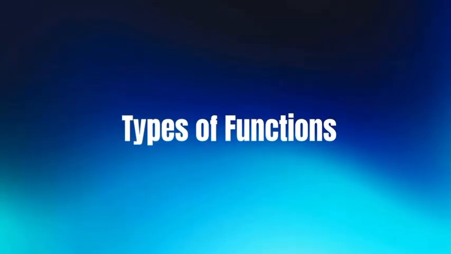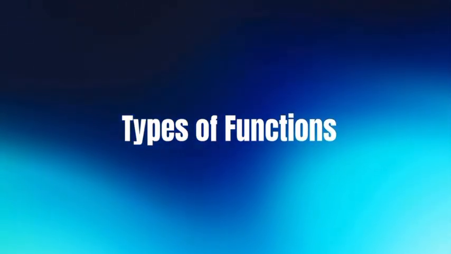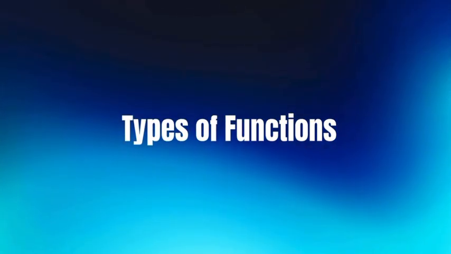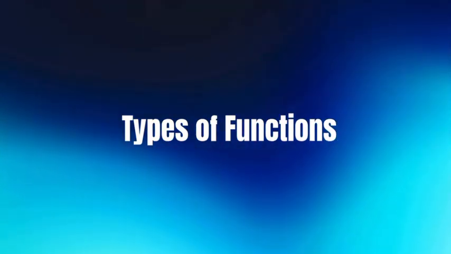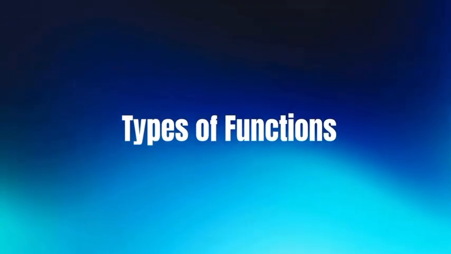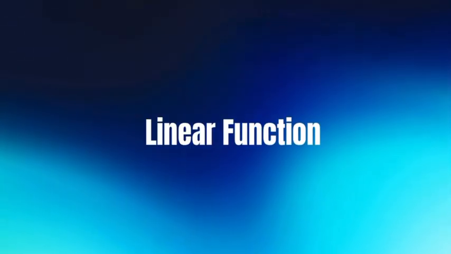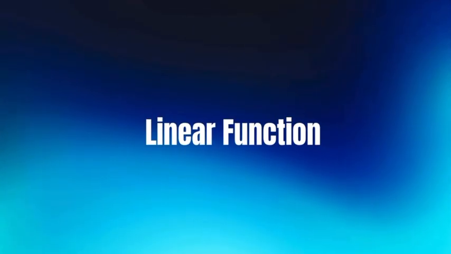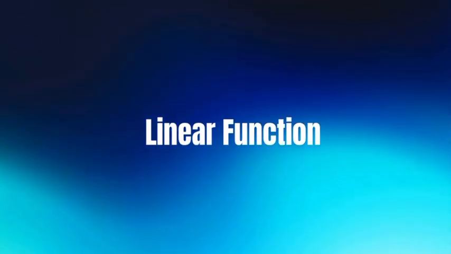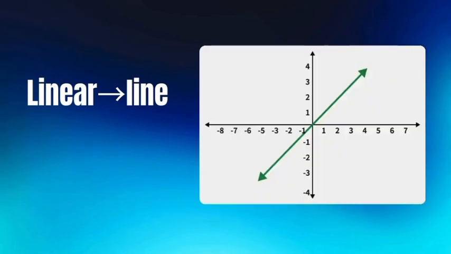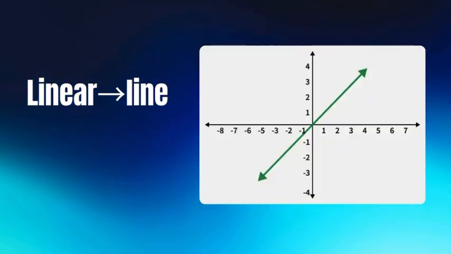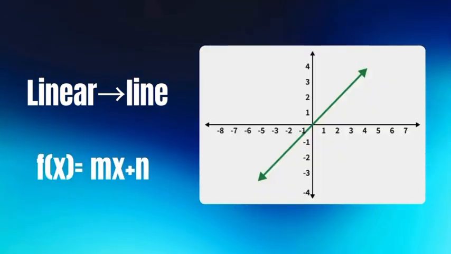Now that we know what functions are, we can explore their different types. In the rest of this video, we will see how these can appear in our daily lives through examples. Now, let's talk about the most common type of function we see every day, linear functions. The word linear comes from line, and that's exactly what their graph looks like, a straight line. Its formula is f(x) = mx + n.